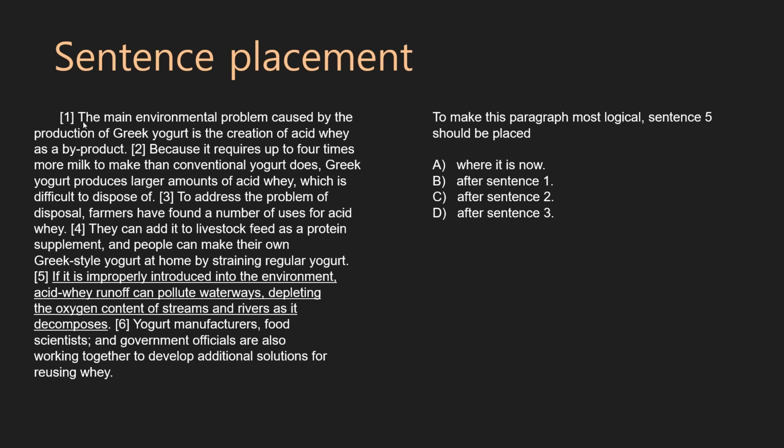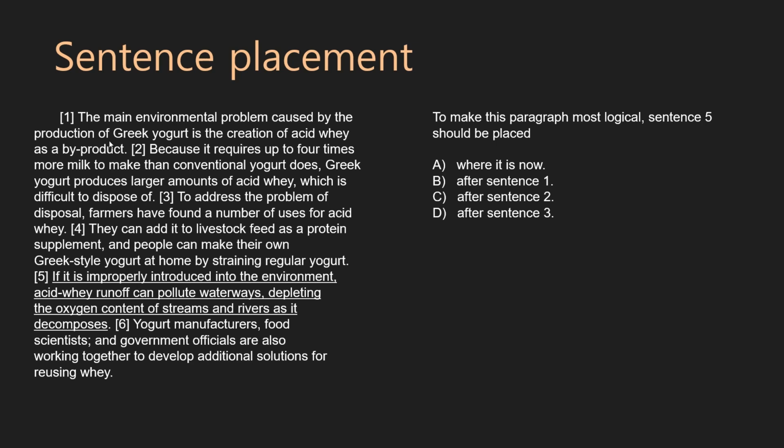Here we go, B. After sentence 1. The main environmental problem caused by the production of Greek yogurt is the creation of acid whey as a byproduct. Okay, so the main environmental problem was the production of acid whey. And they said, if it is improperly introduced into the environment, acid whey can pollute water. That seems okay. So after sentence 1 is okay so far, right? Because I talked about acid whey.